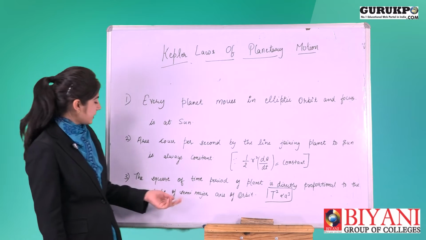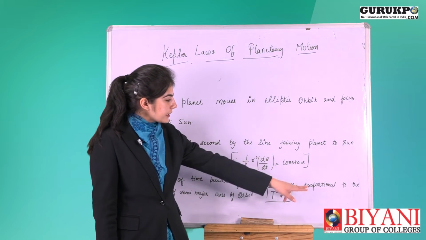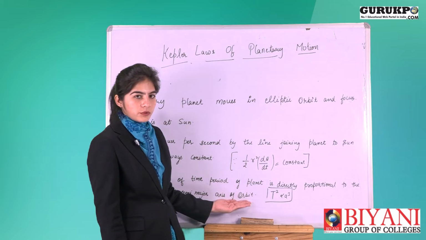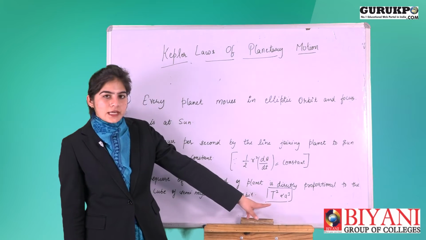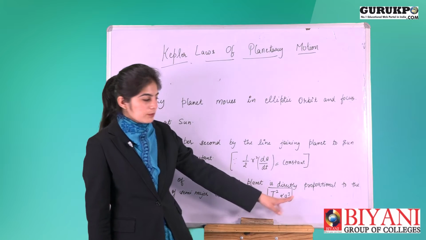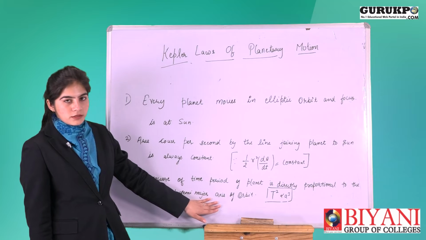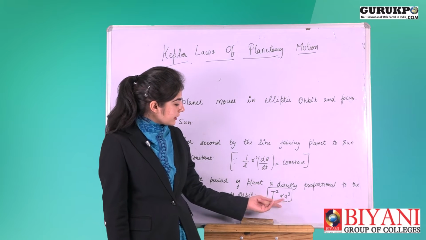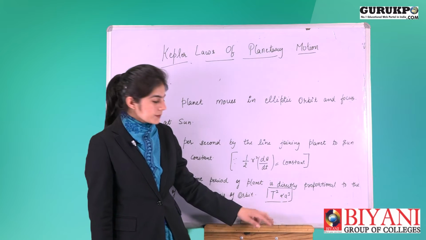And the third one is: the square of the time period of a planet is directly proportional to the cube of the semi-major axis of the orbit, and mathematically we can say T squared is directly proportional to a cube. The third law of Kepler is the more important law, so we should know that mathematically T squared is always directly proportional to a cube.